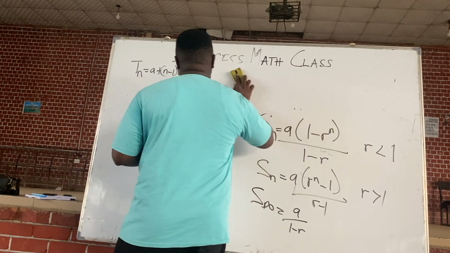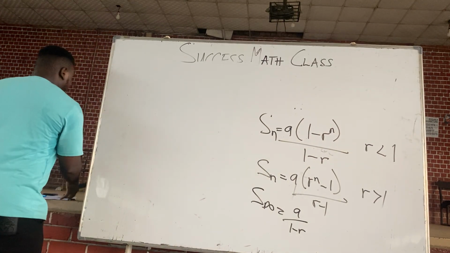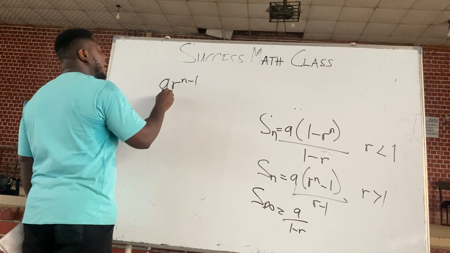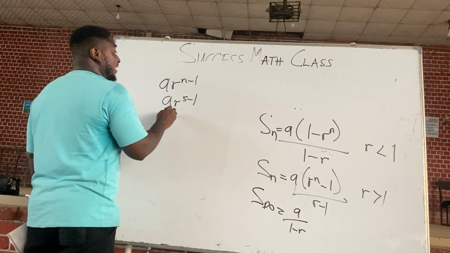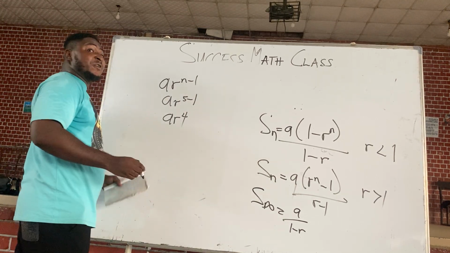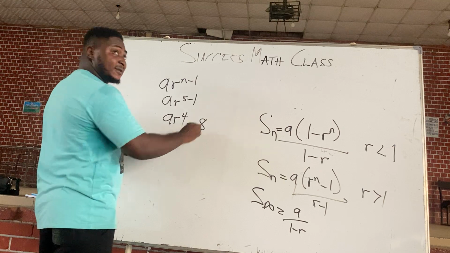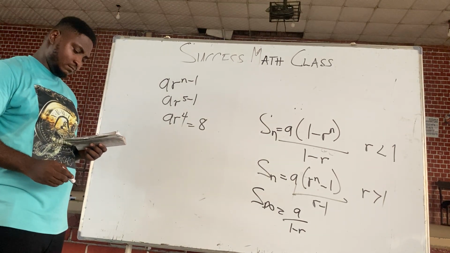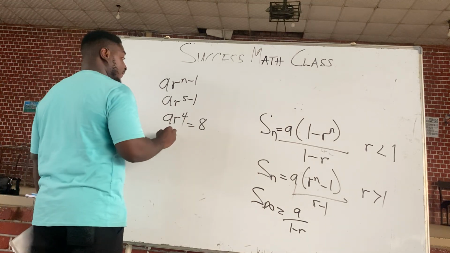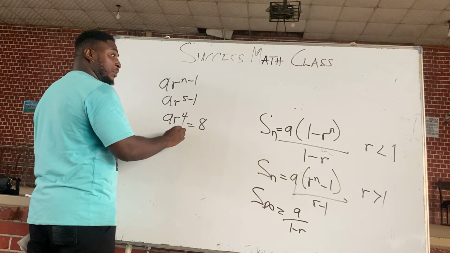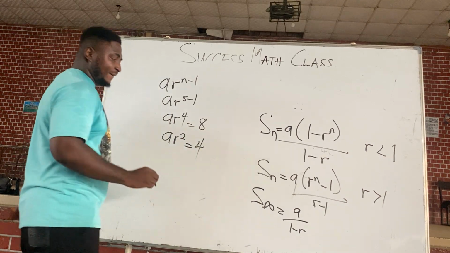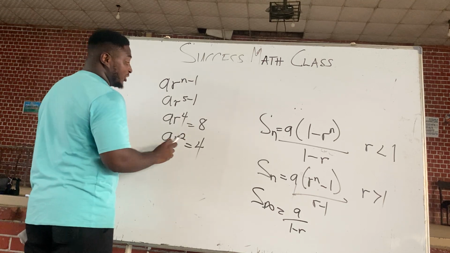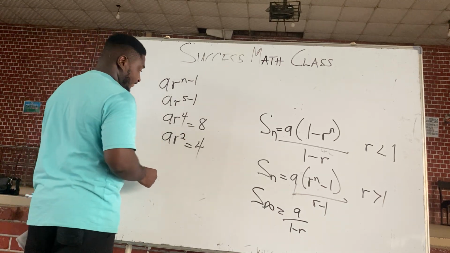Fifth term is 8, third term is 4. Fifth term means AR raised to power n minus 1, that's AR raised to power 5 minus 1, that's AR raised to power 4. So fifth term is AR raised to power 4, it's 8. And the third term is 4. What's the third term? AR raised to power 3 minus 1, which is AR raised to power 2. So AR raised to power 4 equals 8 and AR raised to power 2 equals 4.